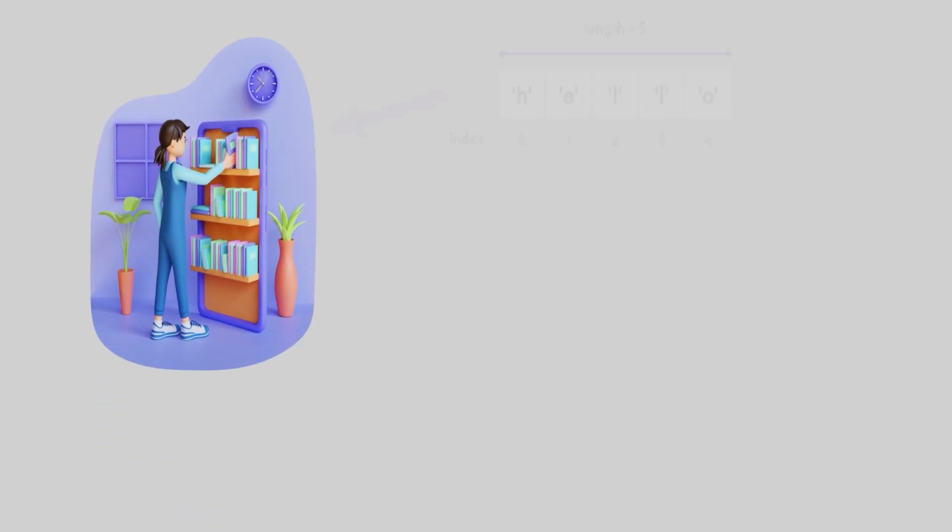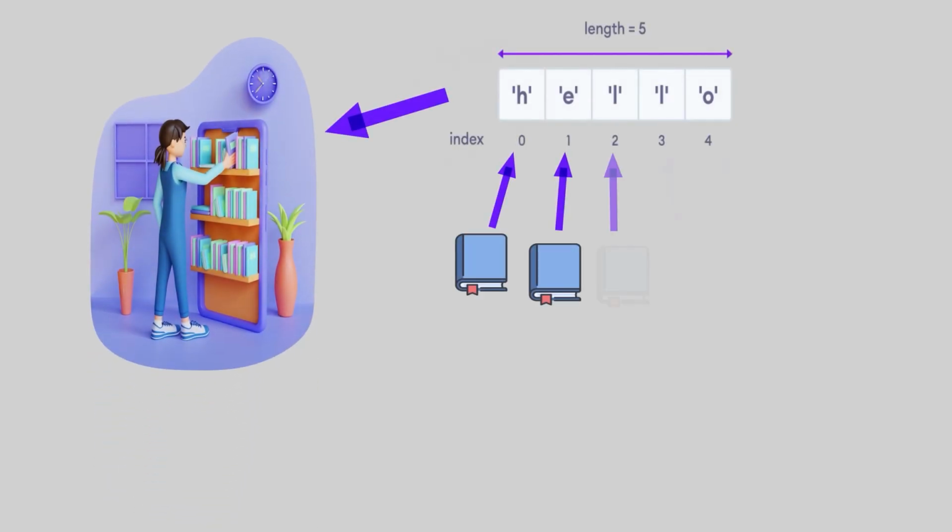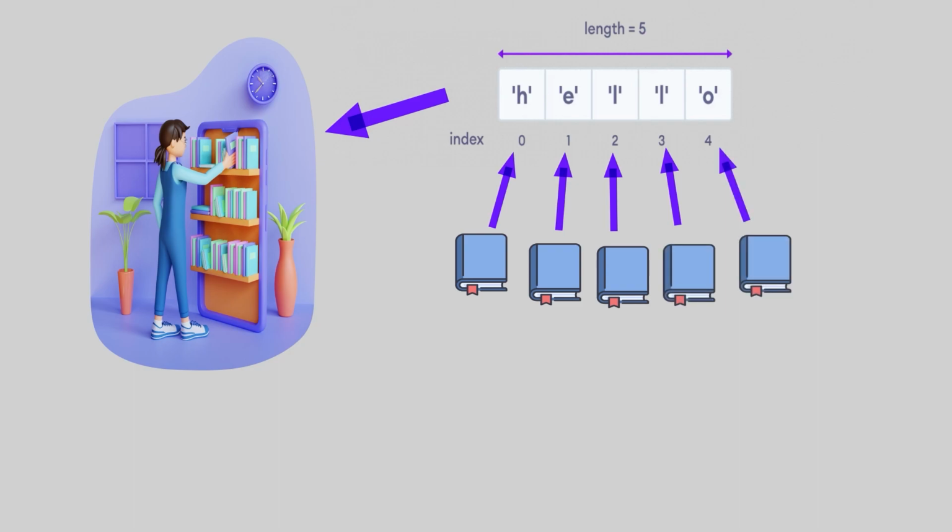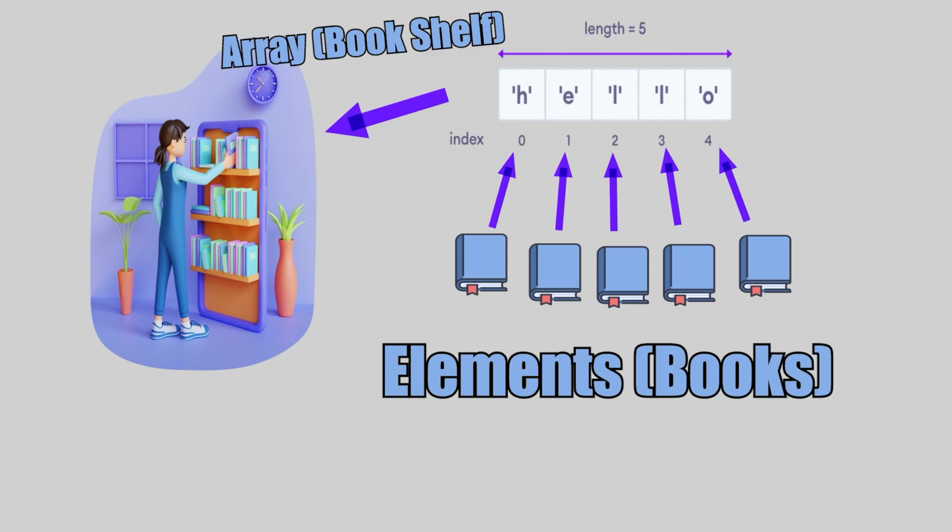An array you could think of as a bookshelf. The array itself is the bookshelf, and all the items that you want to store in the array are the books. So arrays are meant to hold data. They are data structures. An array is a bookshelf, and books go into the bookshelf. Data goes into the data structure. Data goes into the array.